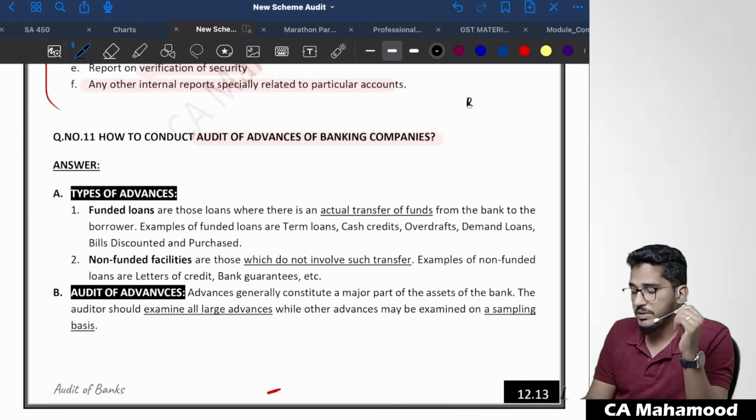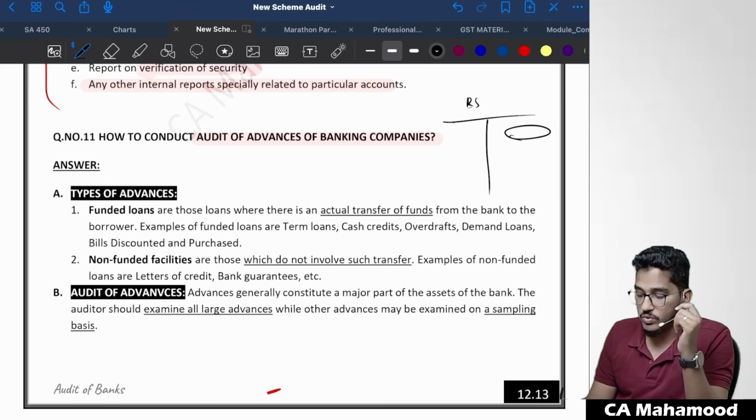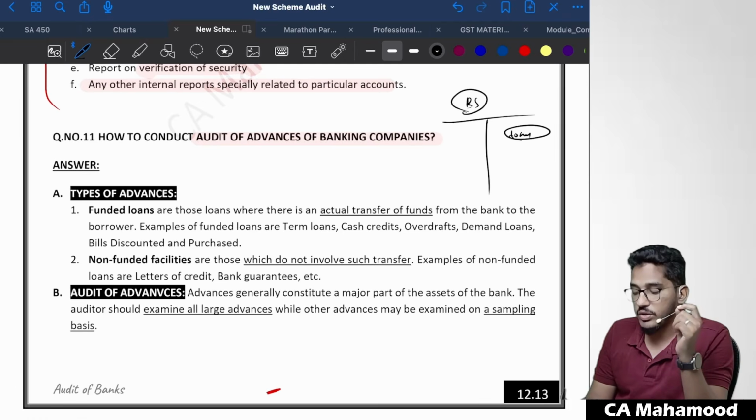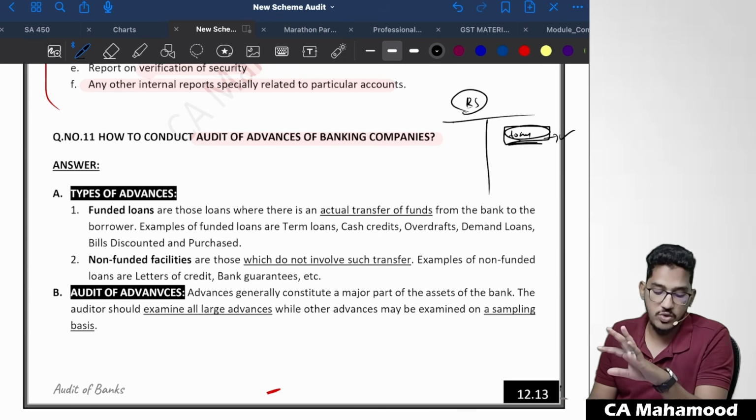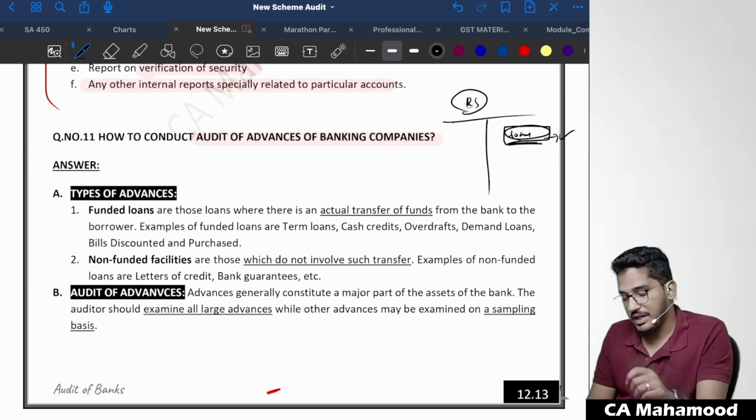As we know, if you open the balance sheet of a banking company, the major asset will be what? Loans and advances which are given by the bank. So as an auditor, if you are conducting audit of any banking company, a significant portion of the financial statements, a significant portion of the balance sheet, will contain advances. How are you going to verify the advances? What things will you try to keep in mind regarding those advances?